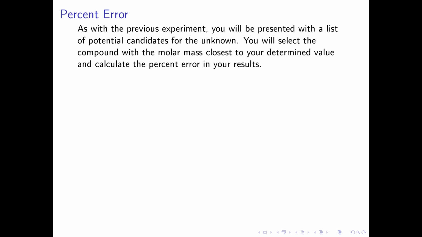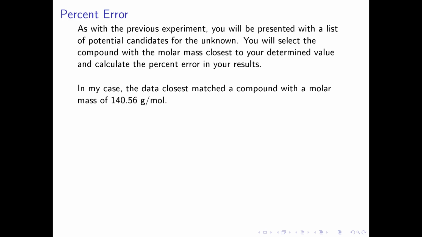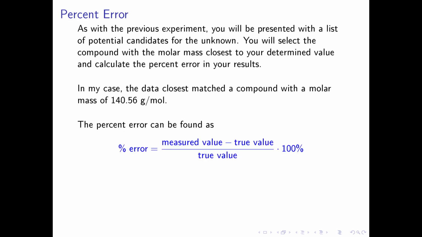Lastly, as with the previous experiment, you will be presented with a list of potential candidates for the unknown that you dissolved. You will select the compound with the molar mass that is closest to your determined value, and then calculate the percent error in your results. In my case, the data closest matched a compound with a molar mass of 140.56 grams per mole, and I will use this to calculate the percent error.